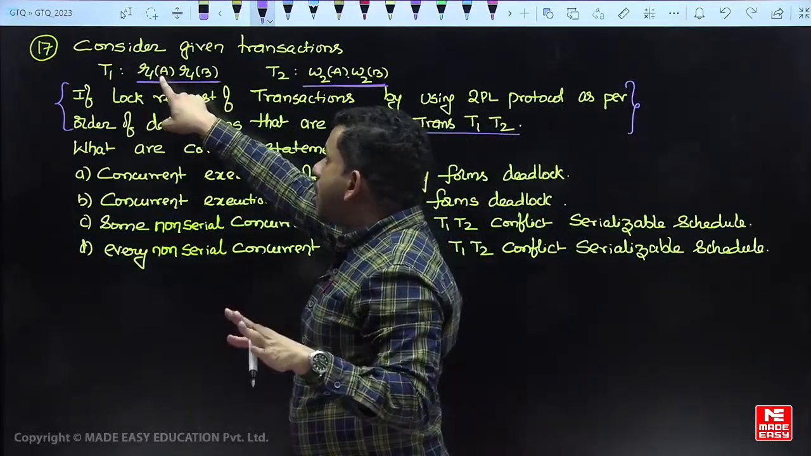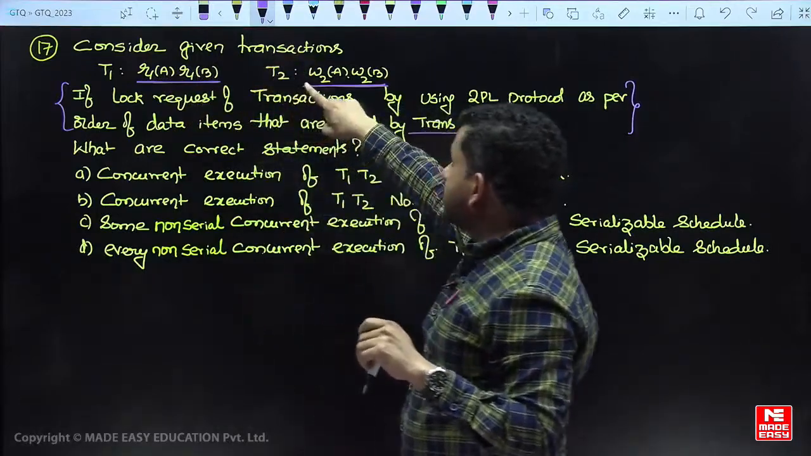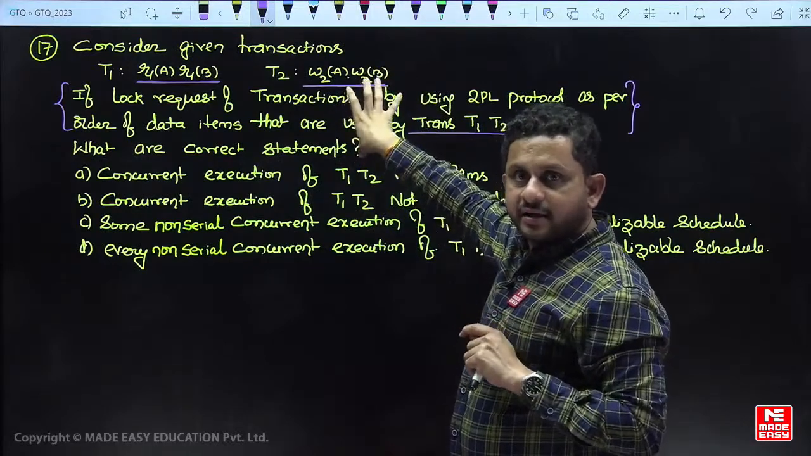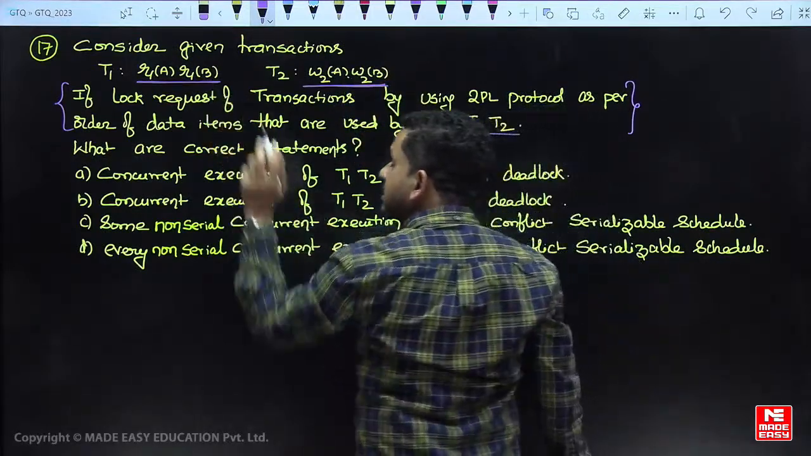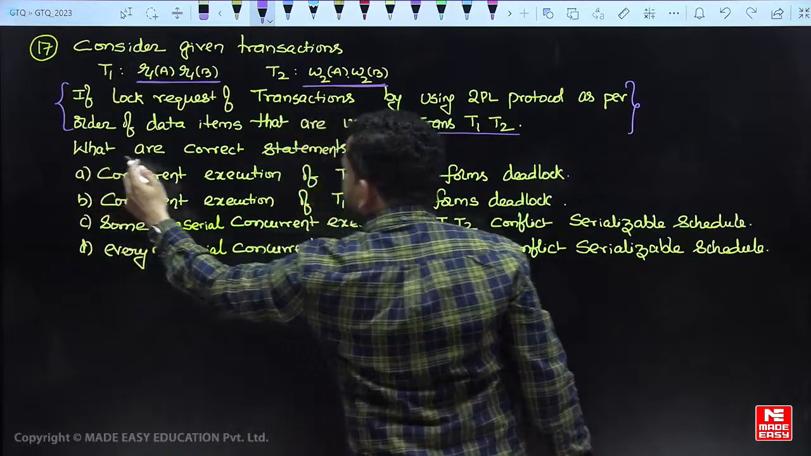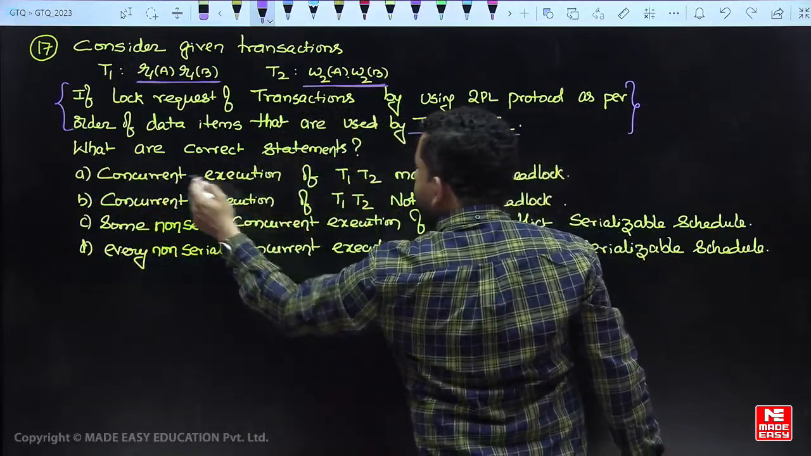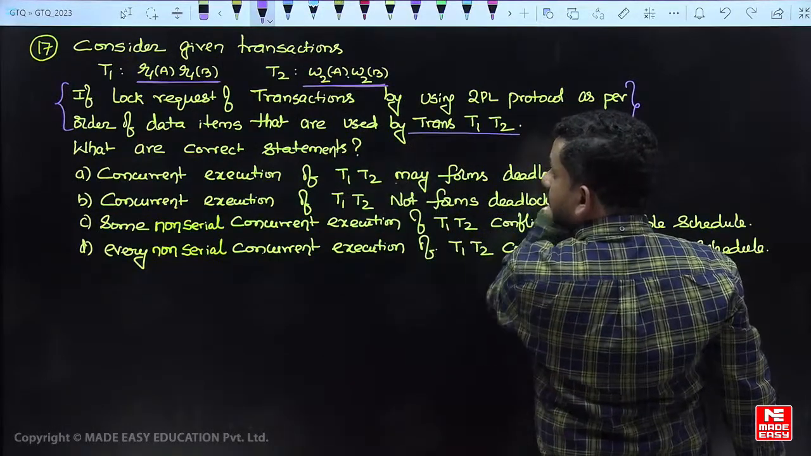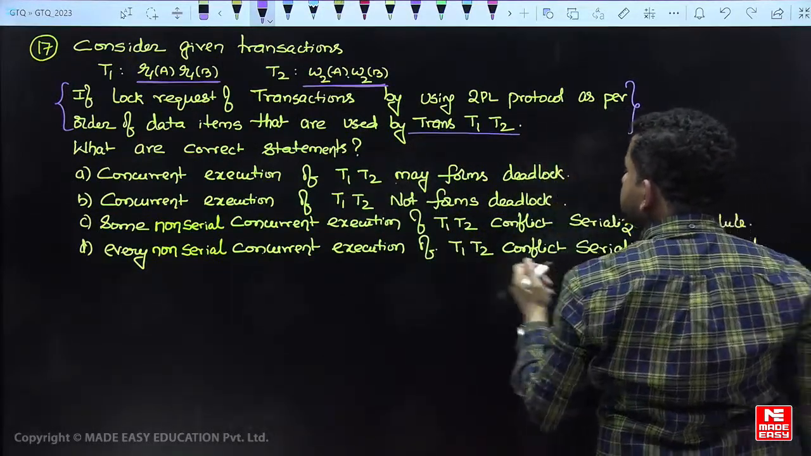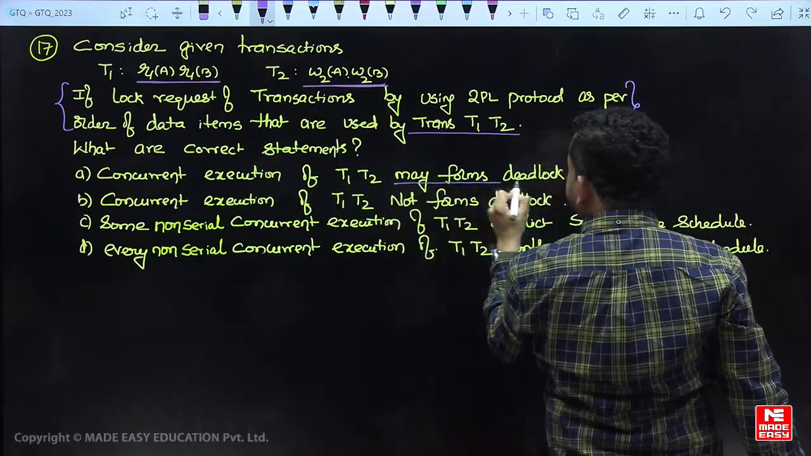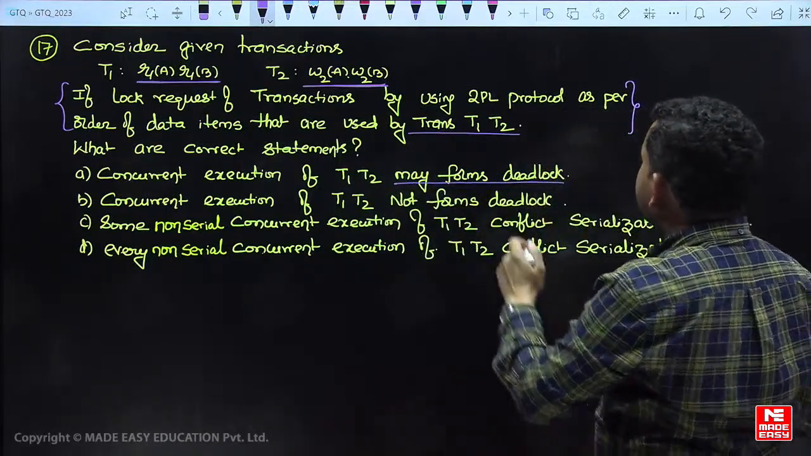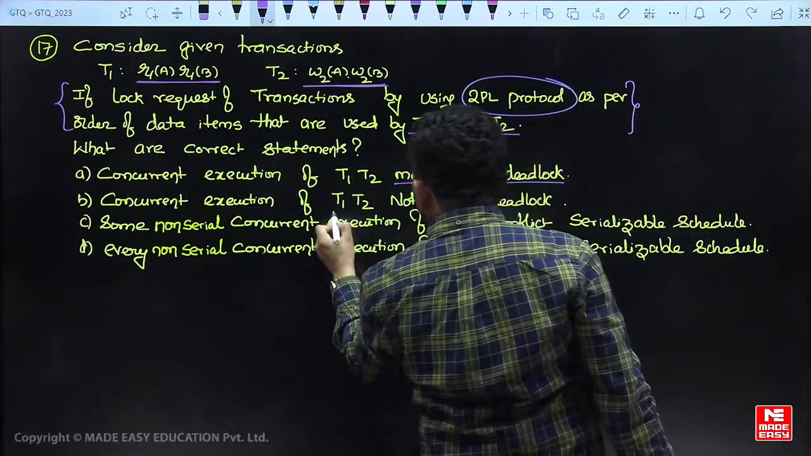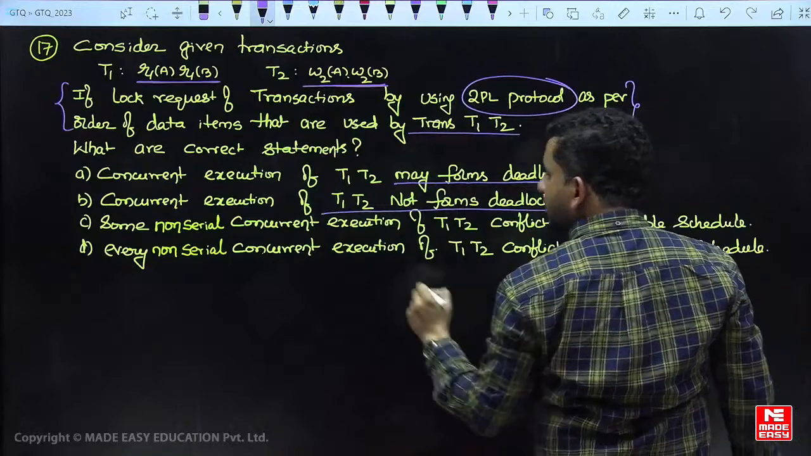Transaction T1 should lock A and then lock B, and transaction T2 also should lock A and then lock B, which is the given assumption or constraint. So what is our statement? Concurrent execution of T1 and T2 may form a deadlock. Using the 2PL protocol, concurrent execution does not form a deadlock.